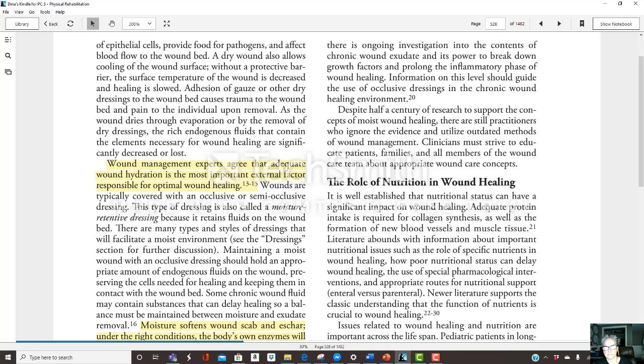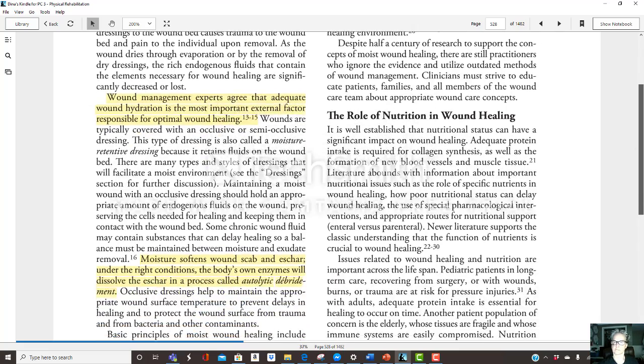Despite half a century of research to support the concepts of moist wound healing, there are still practitioners who ignore the evidence and utilize outdated methods of wound management. Clinicians must strive to educate patients, families, and all members of the wound care team about appropriate wound care concepts.